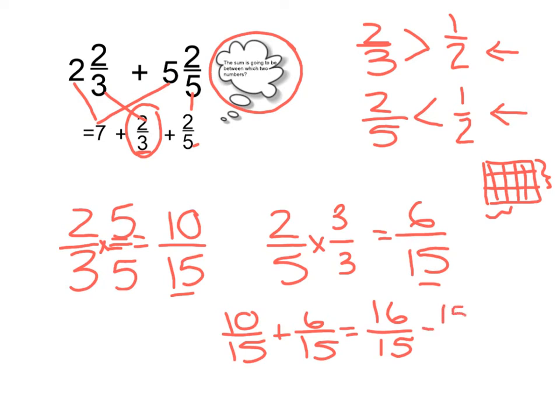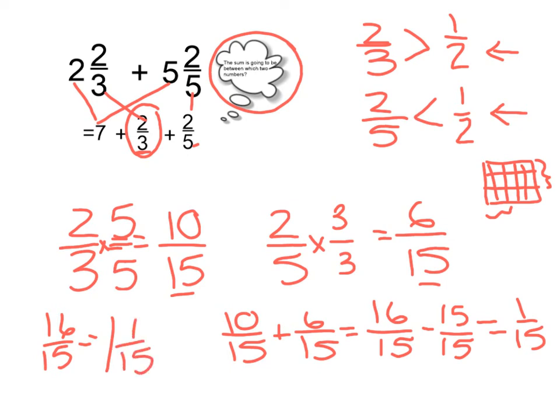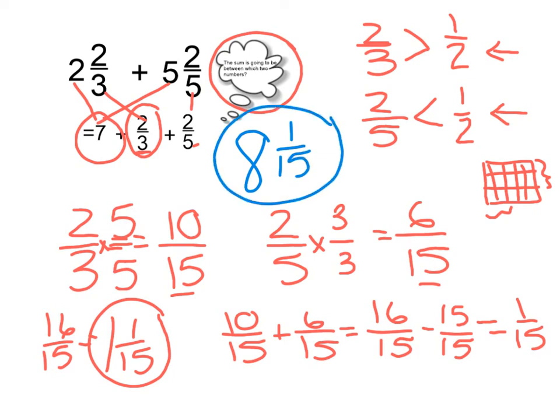So we've got to pull 1 whole out of there, which is 15/15. I just pulled 1 whole out of there. I'm just going to write that over here. 16/15 equals 1. Sorry, I'm running out of space. And 16/15 minus 15/15 is 1/15. So 16/15 equals 1 and 1/15. Now I've got to add that to my whole number, which was here, and I get 8 and 1/15. So 2 and 2/3 plus 5 and 2/5 equals 8 and 1/15.